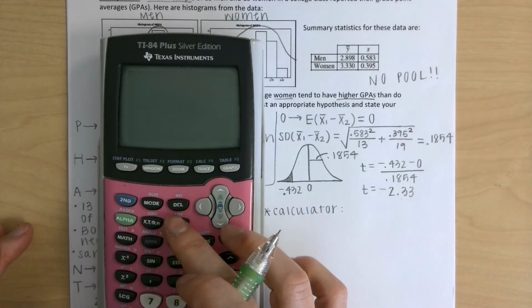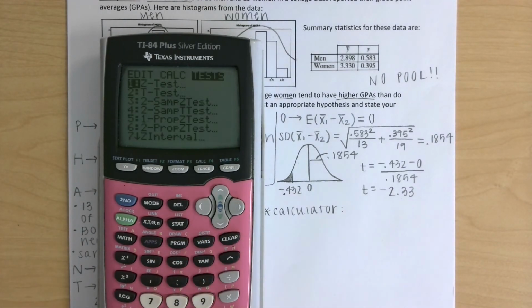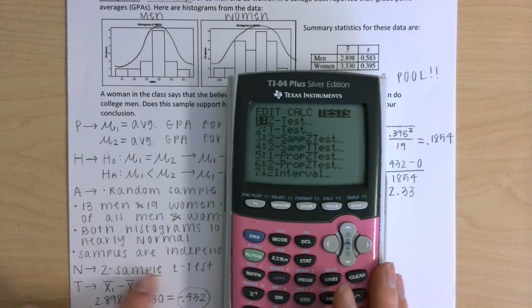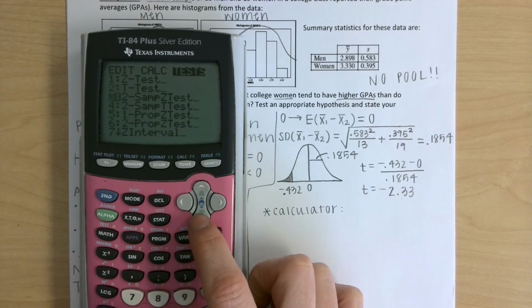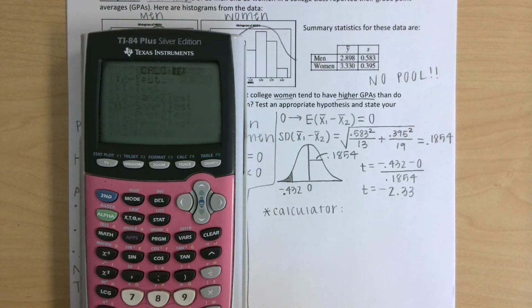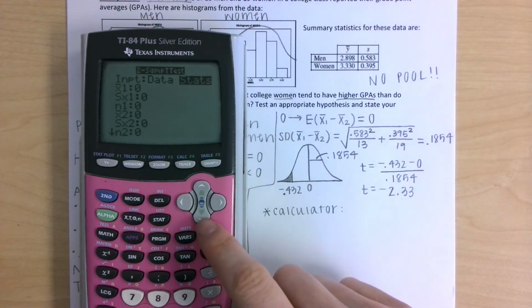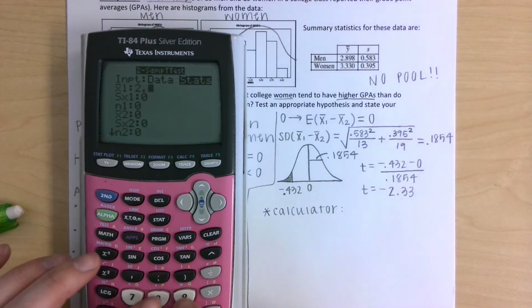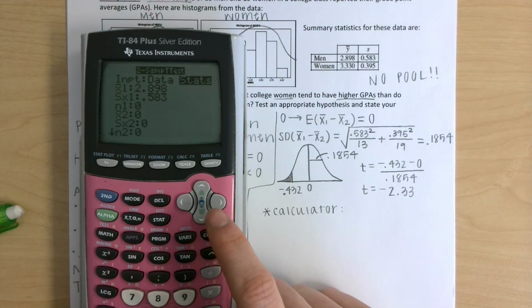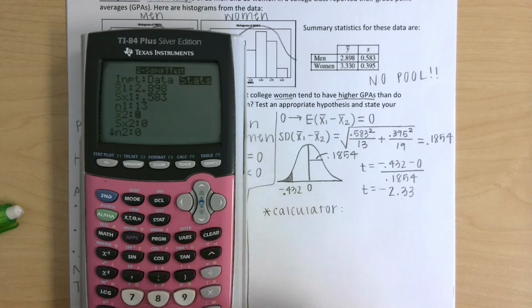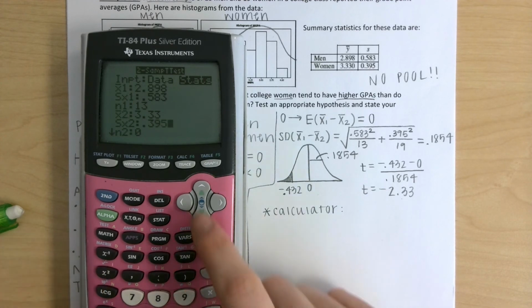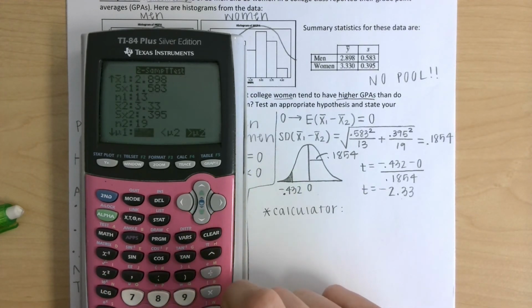So I'm going to go to Stat, over to Tests, and I'm looking for a 2-sample t-test. That's what we wrote down for naming the test. That's what I'm going to look for on my calculator. 2-sample t-test should be number 4. Now they gave me statistics, they didn't give me the actual data, so I'm going to go ahead and type my statistics in here. So 2.898 with a standard deviation 0.583. There were 13 men. Next one, 3.33, standard deviation of 0.395, 19 in this sample.